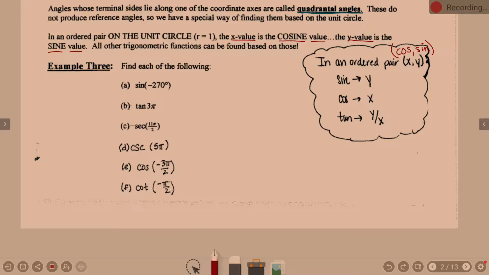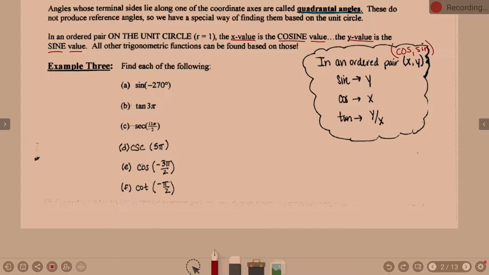We still need to be able to find these using our reference angles, which is what we're working on, but it's good to know. Based on the idea that we're talking about the unit circle, radius 1, ordered pair cosine x, sine y, on these quadrantal angles, let me go through the example first, but we'll come back and talk that sine is always going to be the y value, cosine the x value, and tangent is y divided by x, because it's sine divided by cosine. So let me do an example here.